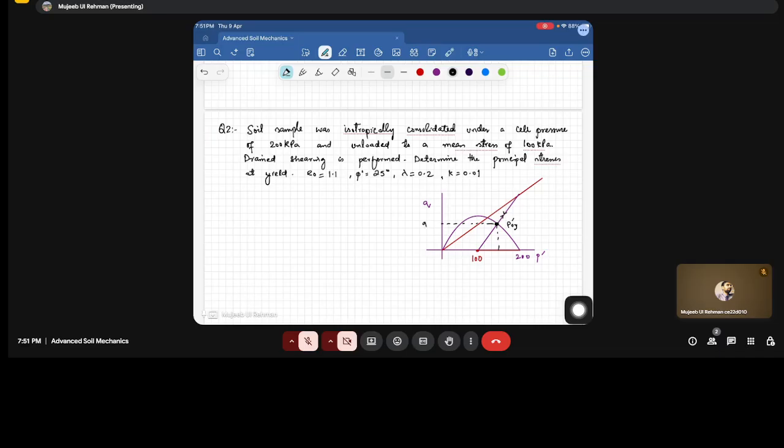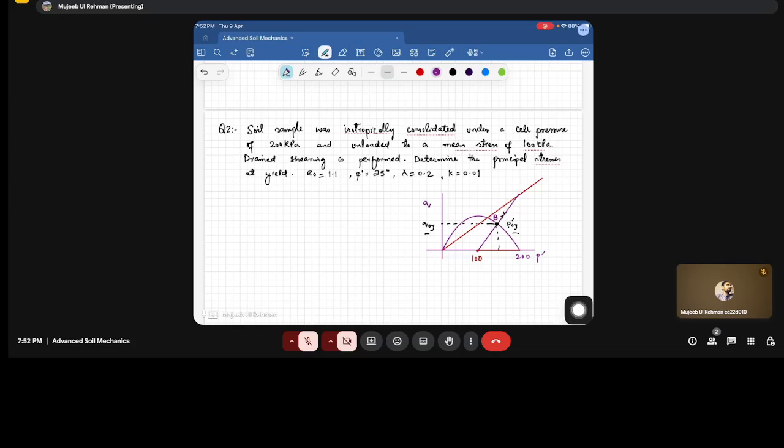And this is q', not represented by q. Fine. We have to determine first this p and q, and then we'll be able to determine the mean stresses and principal stresses. So first of all, we will try to determine this p'oY and q naught Y corresponding to this point B. Since it lies on the yield surface, we can use the yield surface and try to get the p and q corresponding to point B. Fine.